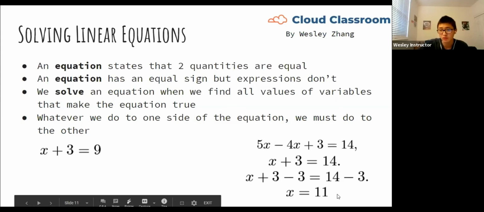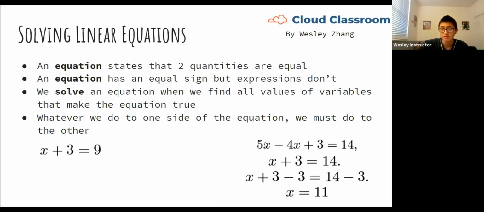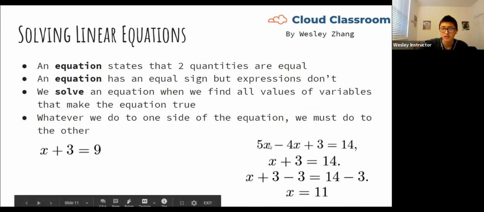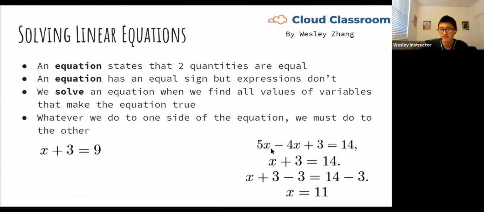And this is true because when we replace x with 11, the equation is true. Because 5 times 11, that's 55, minus 44, that's 11. And 11 plus 3 is 14. So that's how you can check if you actually got the right answer.